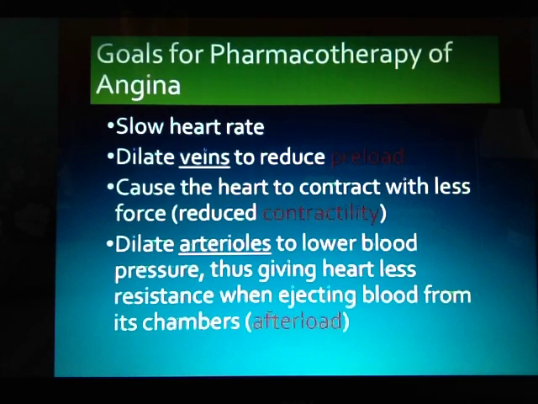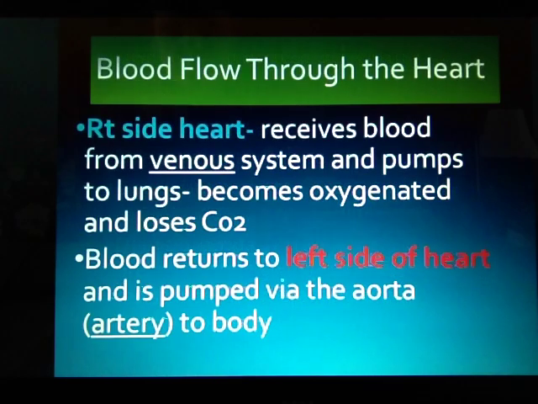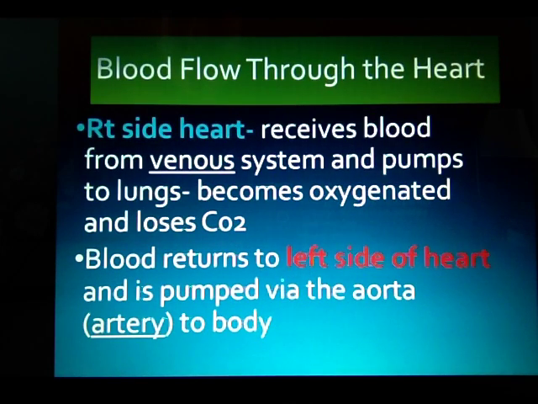So if you are unclear of why preload is only in relation to veins and why afterload is only in relation to arterioles, then we need to review how the blood flows through the heart. The deoxygenated blood from the body enters the right side of the heart through the venous system. The superior and inferior vena cava enter the right atrium, then the right ventricle, and the blood is then pumped to the lungs. This is where the blood gets oxygen and loses its carbon dioxide.